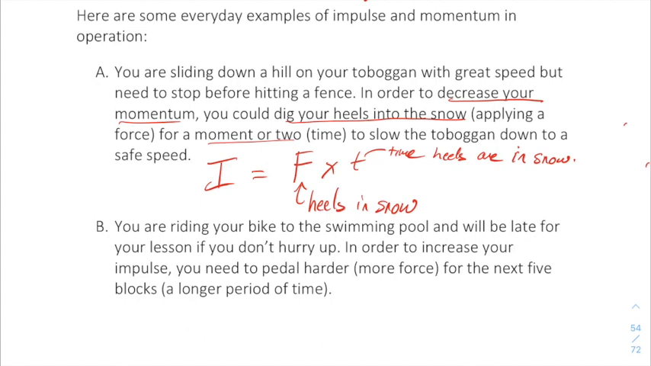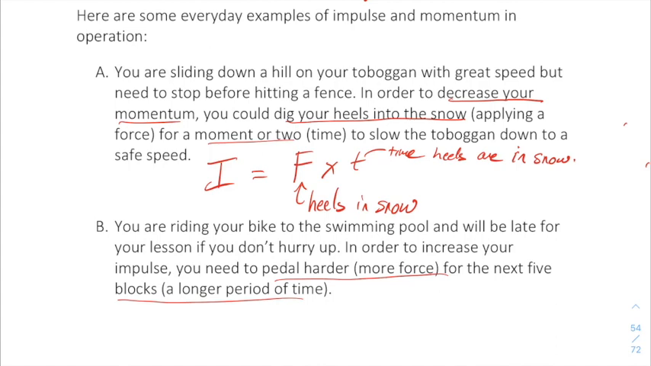You're riding your bike to the swimming pool and will be late for your lesson if you don't hurry up. In order to increase your impulse, you need to pedal harder, which is more force, for the next 5 blocks, a longer period of time. So in order to increase the impulse on your bike, you need to pedal harder. You need to increase the amount of force. Or you could pedal at a moderate speed for a longer period of time, and that would also increase it.